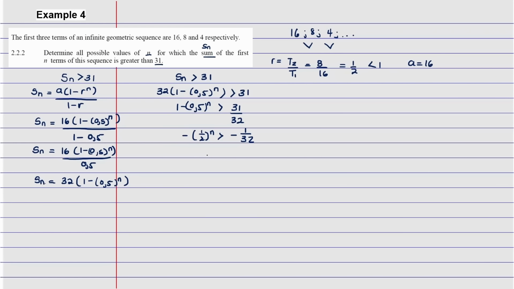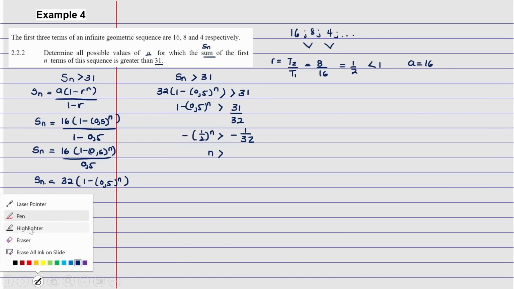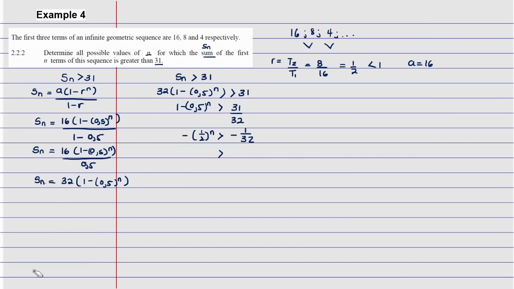When I get rid of the negative, I have 1 over 2 to the power n, and this is going to be 1 over 32 because they're both negative. Now I'm finding n, so I go straight to finding the log. The exponent goes to the other side because it's an exponential. We maintain where the greater than was, so it's still looking at n.